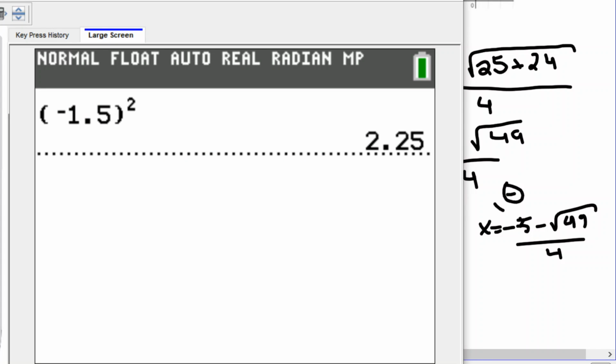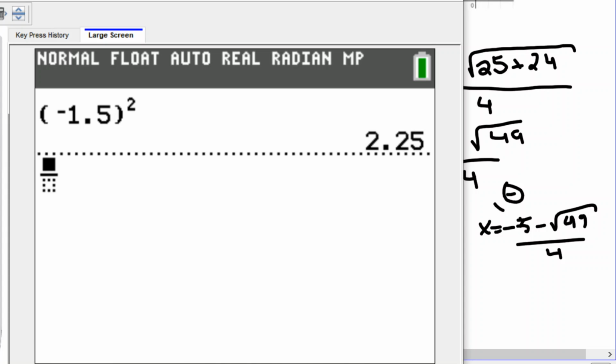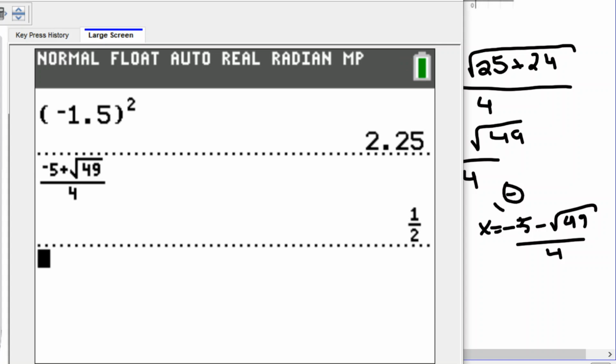If you have a graphing calculator, you can create a fraction. You can go alpha f1, and it gives you a fraction. If you don't have that feature, you can just use brackets. So it's -5. I'm going to do plus the square root of 49 divided by 4. And it tells me the answer is 1/2.